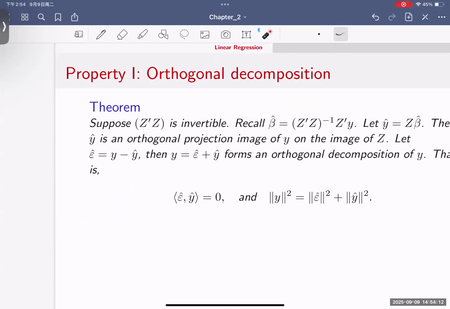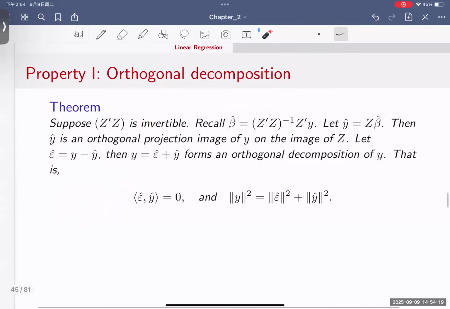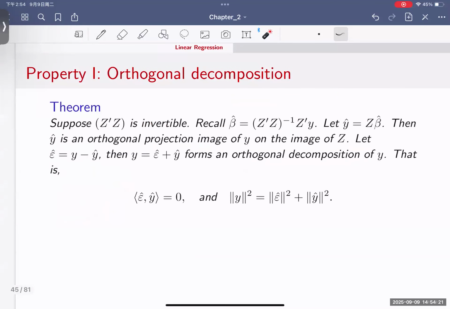This one is our first property. So in this step, we do not study the beta hat. We just study how the least square works. And our next step is trying to study what the beta hat property is. Okay, so our first property is called orthogonal decomposition.